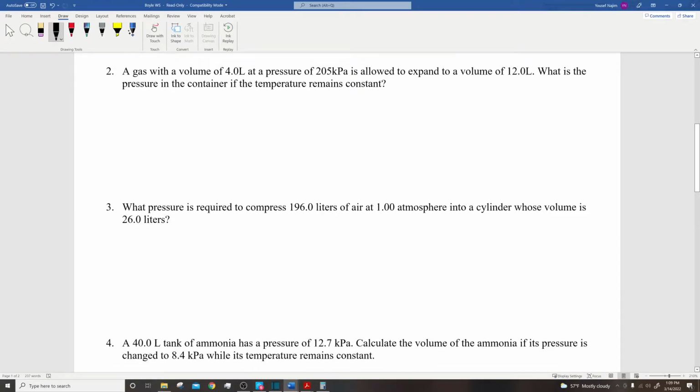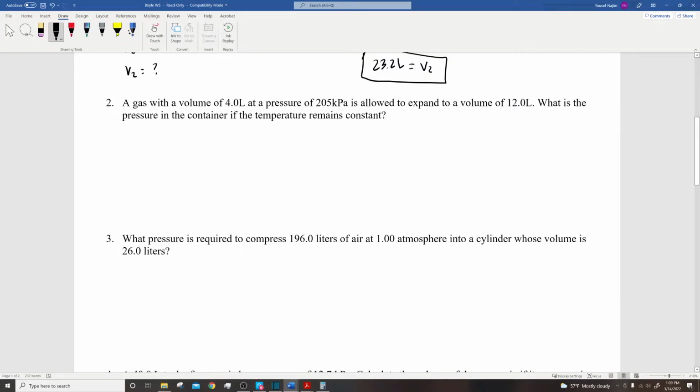Number 2 says a gas with a volume of 4 liters at a pressure of 205 kPa. So they just gave us our initial information, 4 liters. We know that's going to be our V1. And then a pressure of 205 kPa, that's going to be our P1. And it says that we're allowing our volume to expand to 12 liters. So this is going to be our V2. It says what is the pressure, so we're solving for P2 in this equation.